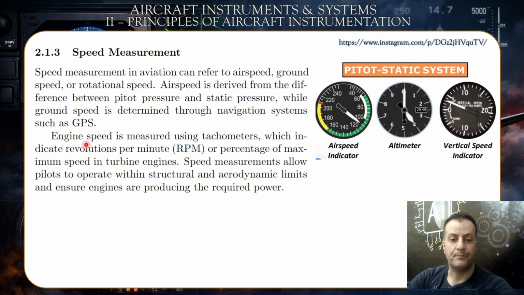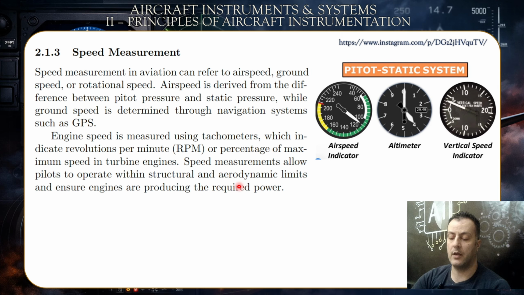Now, another type is rotational speed, which is actually the RPM. That is the measurement read by the tachometer. Engine speed is measured using tachometers, which indicate revolutions per minute, RPM, or percentage of maximum speed in turbine engines. Speed measurements allow pilots to operate within structural and aerodynamic limits in order to avoid stressing the structure of the airplane when you have a high speed, or avoiding the stall when you have a low speed.